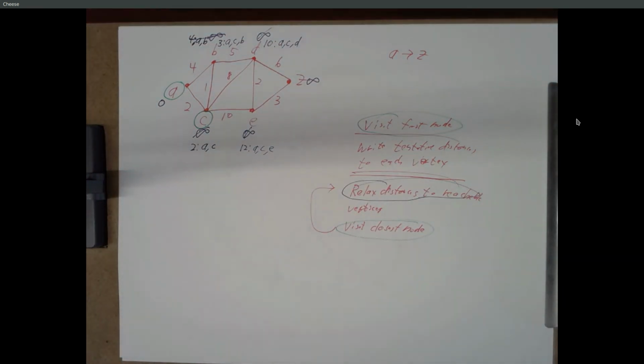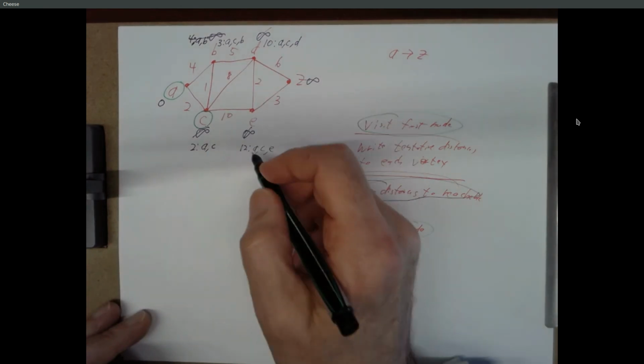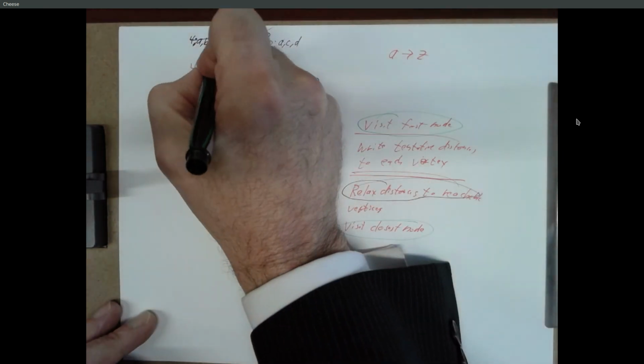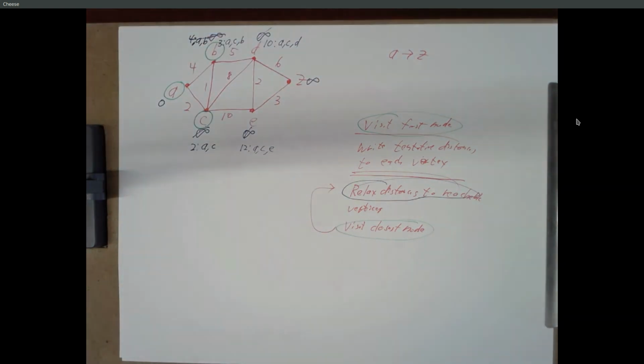And those are the only nodes we can reach. And so now we're going to pick the closest node and mark that as visited. Well, 3, 10, and 12 looks like 3 is the closest, so we mark B. And we just keep doing this.